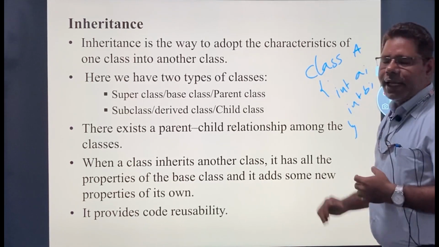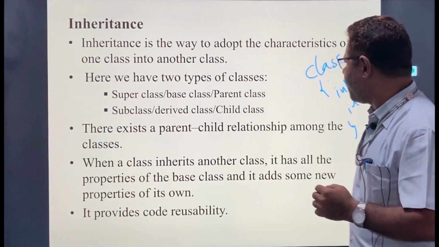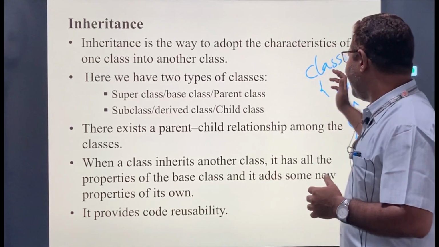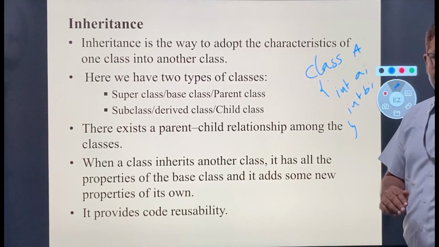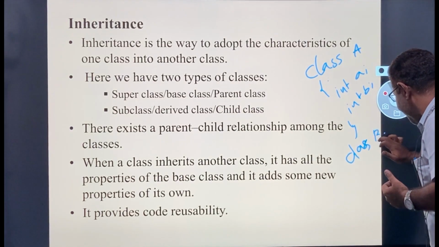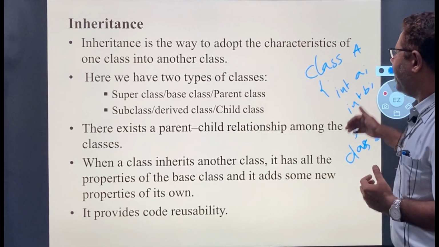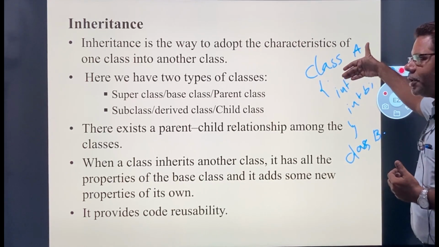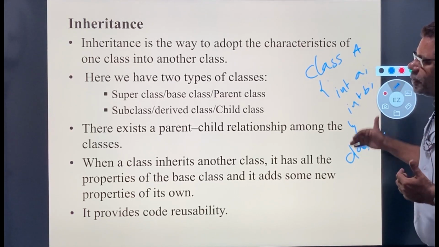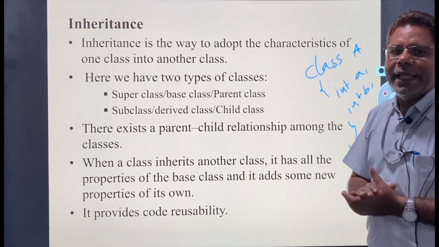So this class A contains some variables, properties int A comma int B. These class A properties can be used in another class, that is class B. That means we can adapt the properties of class A into class B. So this is the simple concept of inheritance.